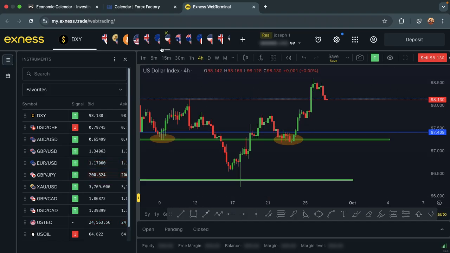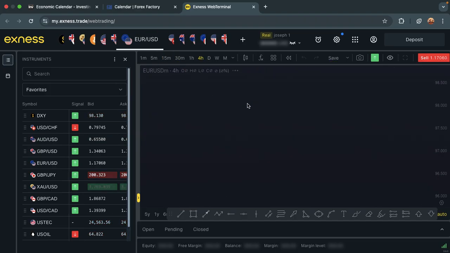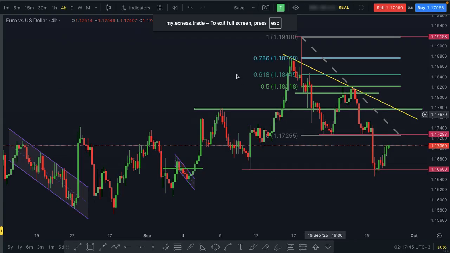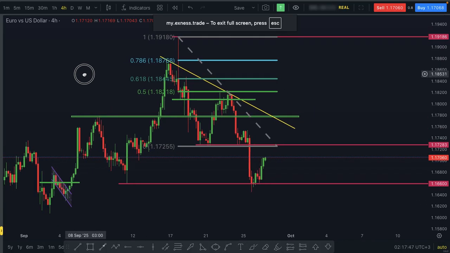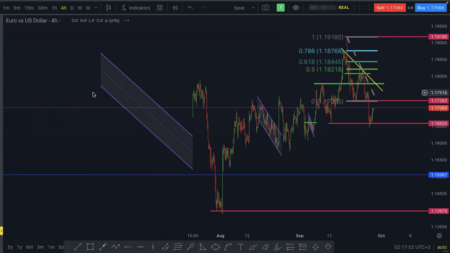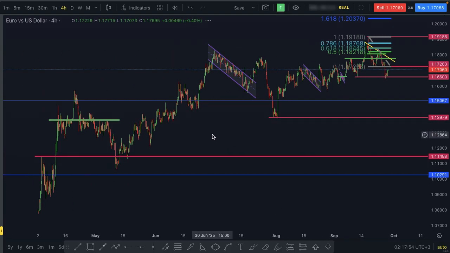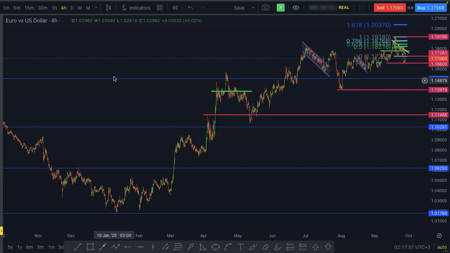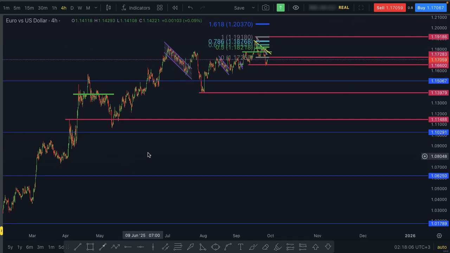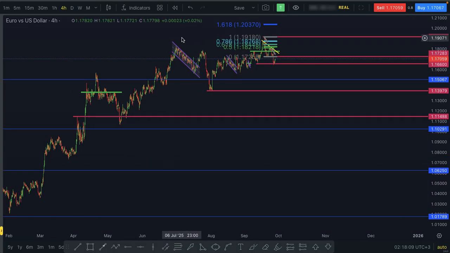So let's first get to the Euro US dollar and see what we could possibly expect as well. By the way, I also took a trade around these zones. You can simply see that the Euro US dollar is trading indirectly with the DXY, because in this case the DXY is a quote currency, and the euro is a base currency. So when the DXY is heading to the upside, the Euro US dollar is going to be heading to the downside.